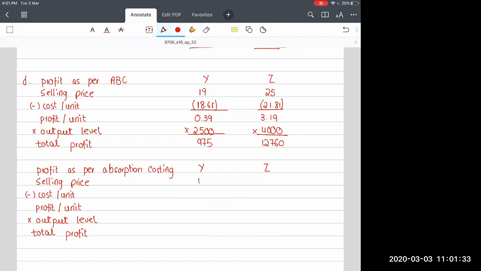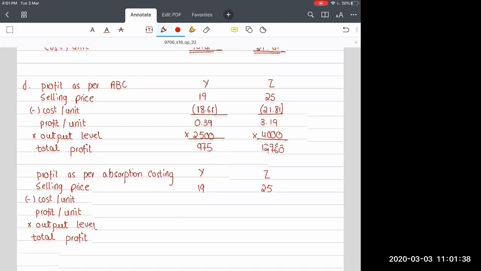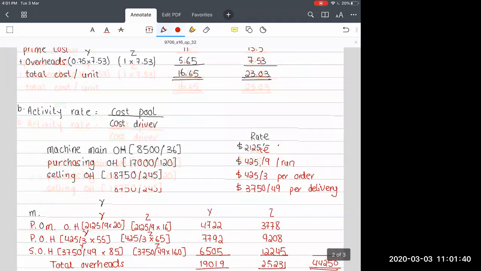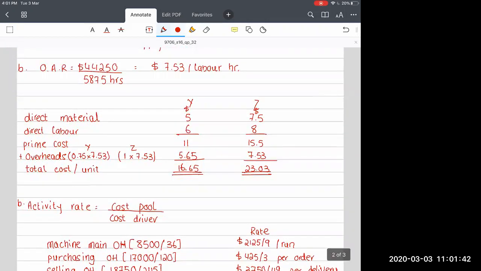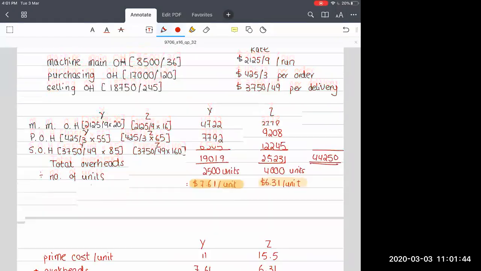So what is selling price? Selling price is going to be 19 and 25. Cost per unit हम already calculate कर चुके हैं. And what was cost per unit? That was 16.65 and 23.03.